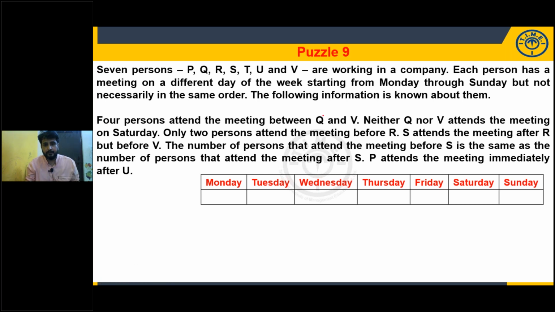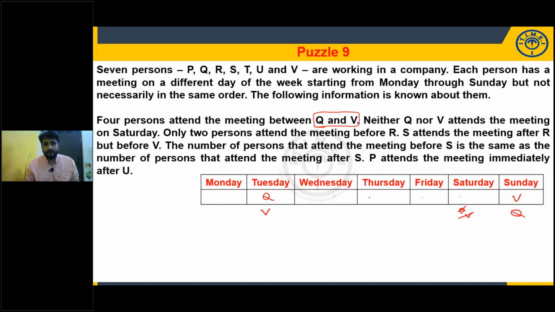Four persons attended the meeting between Q and V, but we don't know whether Q attended before V or V attended before Q. It could be anything. Neither Q nor V attends the meeting on Saturday. So it leads to two possibilities. One is Q here, 1, 2, 3, 4, V here. Another one is V here and Q here. Because there are 4 persons attending the meeting between V and Q, and neither Q nor V attends on Saturday, if I take Monday for Q or V, I have to take Q or V on Saturday, but it is not possible. So that's why we have only this possibility, Tuesday and Sunday.